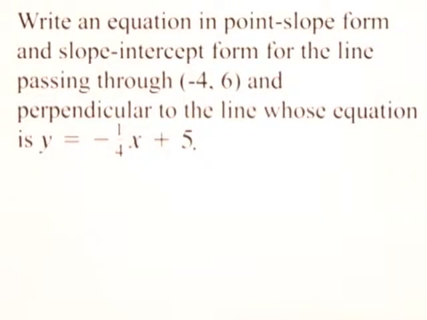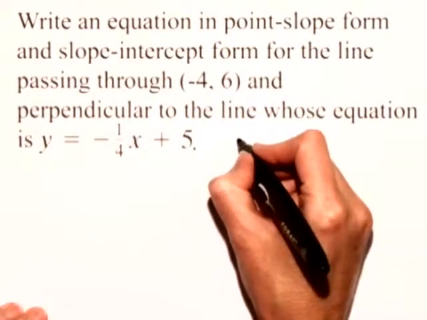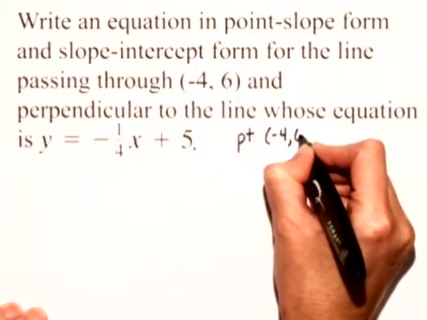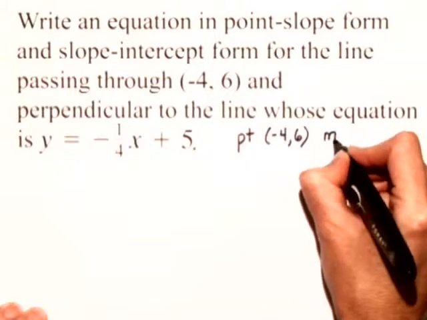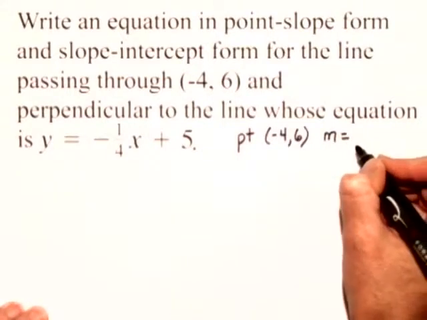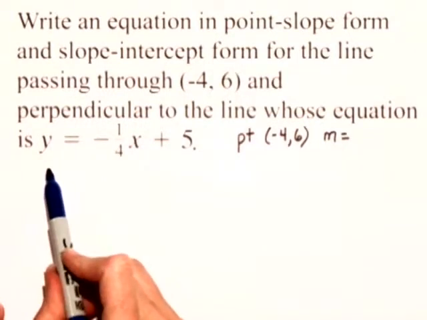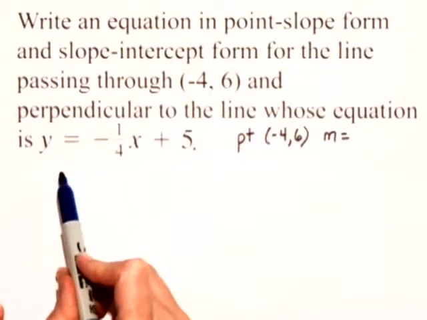Remember, anytime we want to come up with an equation of a line, if we have a point, which we do, (-4, 6), and if we also have a slope, we can use the point-slope form and come up with the equation of that line. But we don't have a slope yet. All we know is that we want our line to be perpendicular to the equation of this line.